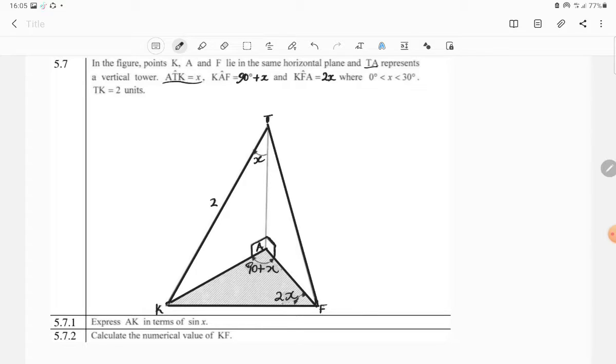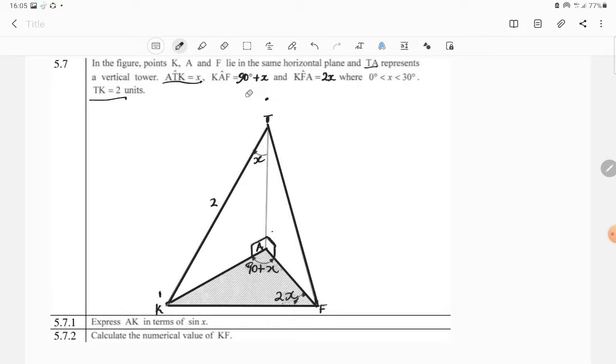Then angle ATK, which is this angle, is equal to x, and angle KAF, which is this angle over there, is equal to 90 plus x, and angle KFA, which is this angle over there, is equal to 2x. Now, it is given this restriction that our x is in the interval of 0 to 30. Then TK is equal to 2 units. So that's the information that we have in this diagram.